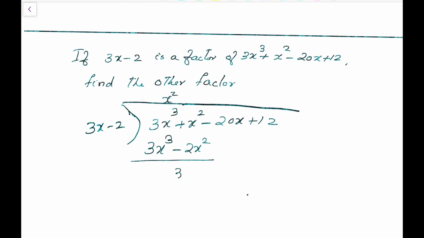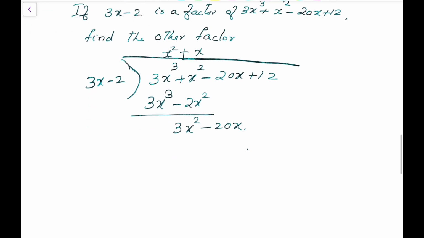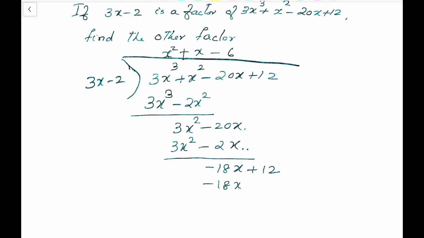So, it will be 3x squared, then bring 20x down, then you have to multiply with 3x, which is already there, you will multiply with x. So, 3x squared minus 2x. Now, subtract: minus 20 minus minus 2 will be minus 18x, plus 12. So, you will multiply with minus 6. So, minus 18x plus 12. Subtract, you will get 0.